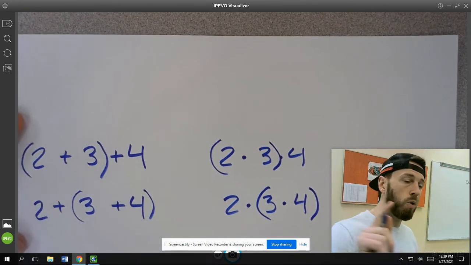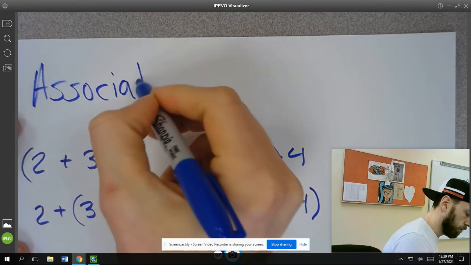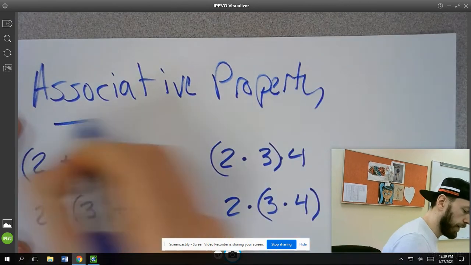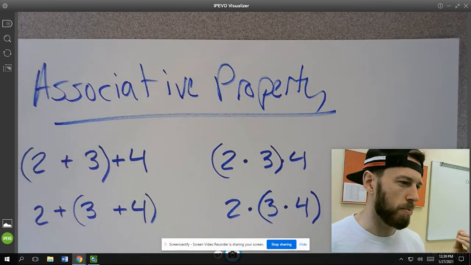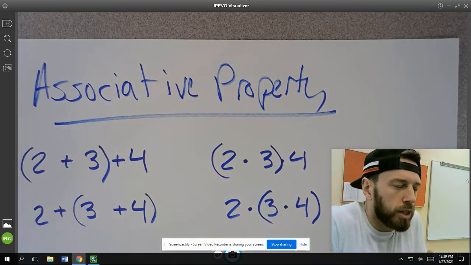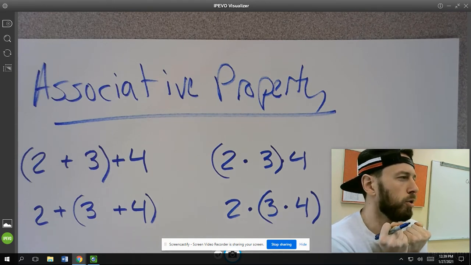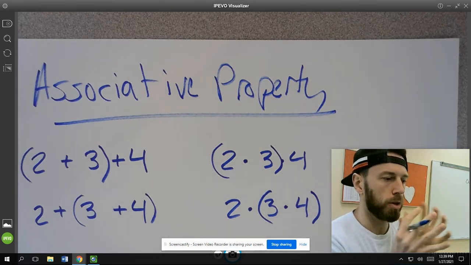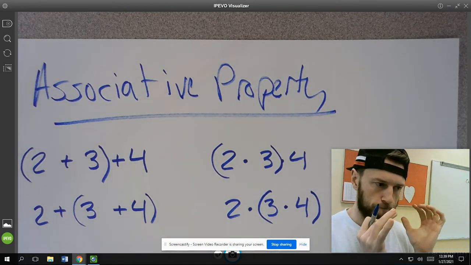The property that says you are allowed to do this is the associative property. And the key word there to help you remember this is associate, right? The word associate means to group together, right? Somebody will ask you, who do you associate with? They're probably asking you about your friends, right? And that means the people that you are grouped with. So the associative property is talking about grouping, okay?